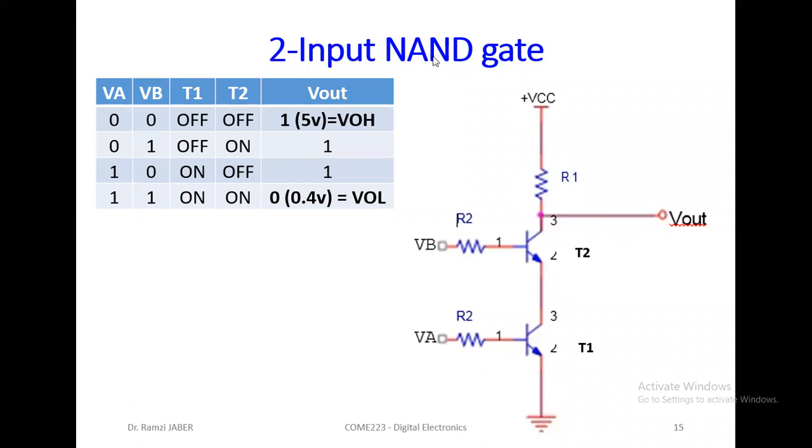So here in NAND, the output is always 1 except that 1, 1 gives us 0. The output is false or 0 only when both inputs are 1. But here, the output low is 0.4 volt. 0.4 volt is an error, it gives us an error, whereas the output high is totally 5 volt. It's correct, it's fine. Any question? Okay, this is number 1.